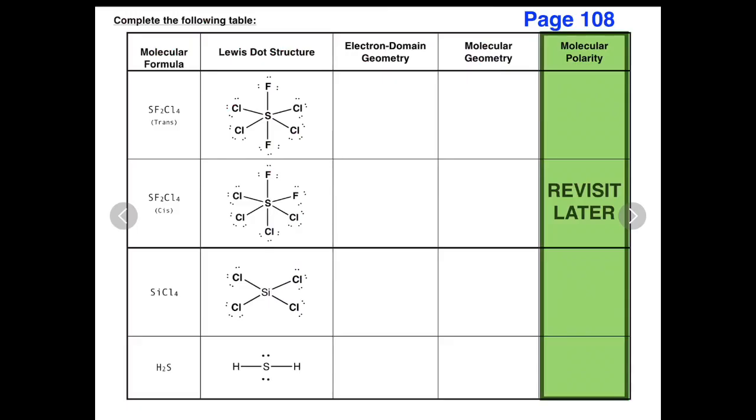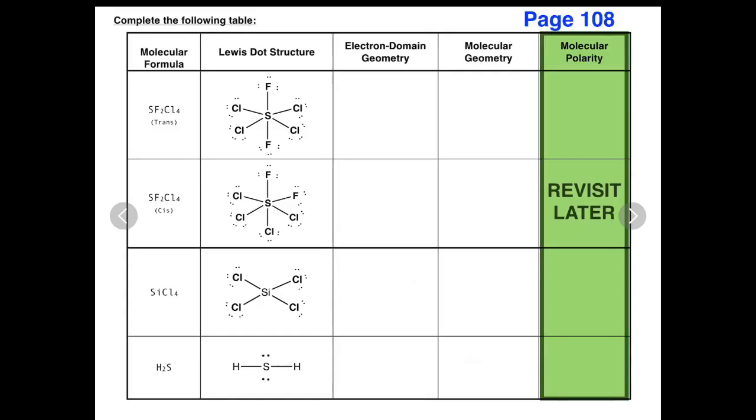Okay, so next example, I would like you to pause the video and complete the electron domain geometry and molecular geometry based on this Lewis structure that you see here. If the electron domain geometry and molecular geometry is not the same as the Lewis structure, I would like you to draw the 2-dimension structure that is the correct representation of those geometries. By the way, we are going to revisit molecular polarity in the next video. So let's pause the video now and complete the rest of this.